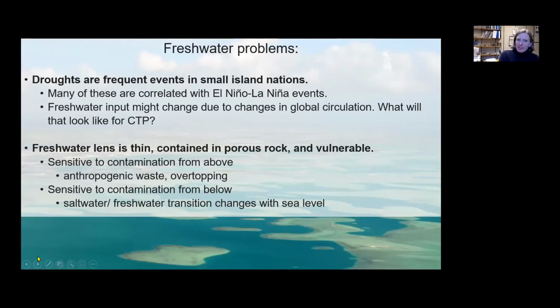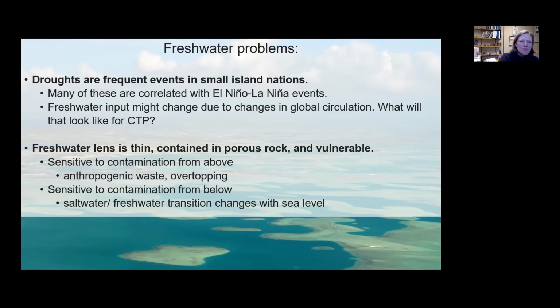So to summarize these freshwater problems, we've got drought. These are frequent events, every 2 to 7 years at least in terms of the big ones, on small island nations. This happens because of the El Nino La Nina oscillation, excuse me. We also know that freshwater input is projected to change and is changing, because global circulation is projected to change and is changing. Now, what is that going to look like for the Central Tropical Pacific? Sort of an open-ended question.